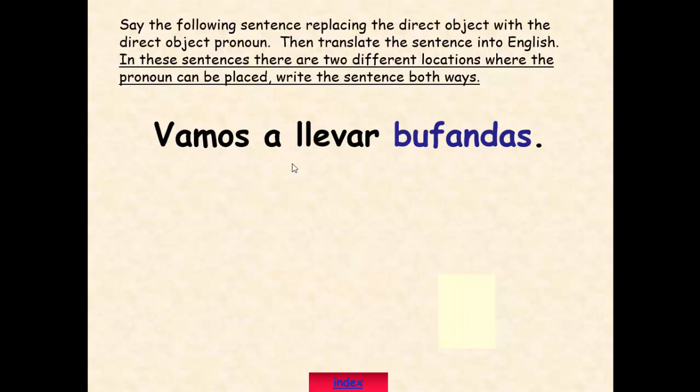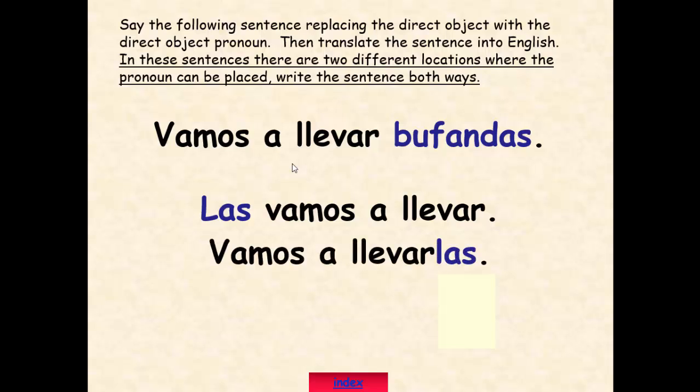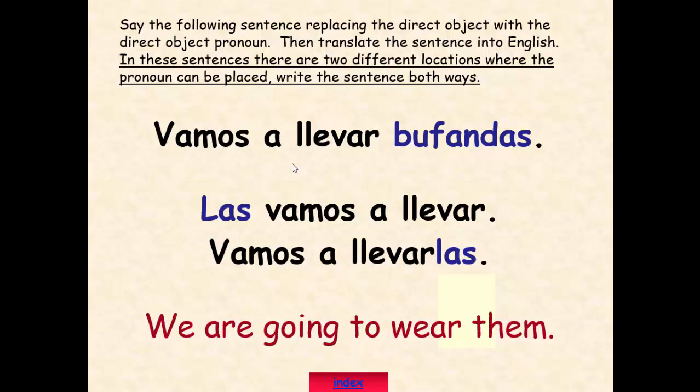Vamos a llevar bufandas. We are going to wear scarves. Los vamos a llevar. Or vamos a llevarlos. We are going to wear them.